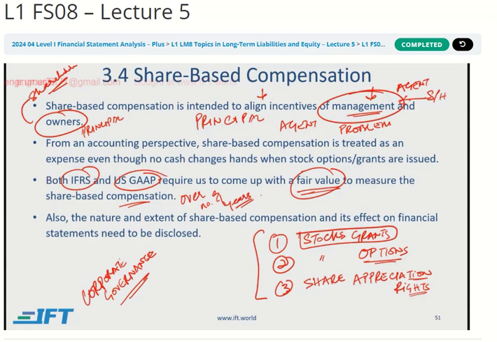And most likely this is the type of question that you will get, that let's say if the fair value of a compensation is 100,000 and it's for 5 years, then the yearly expense recorded will be 20,000. So this is the type of question you can expect.